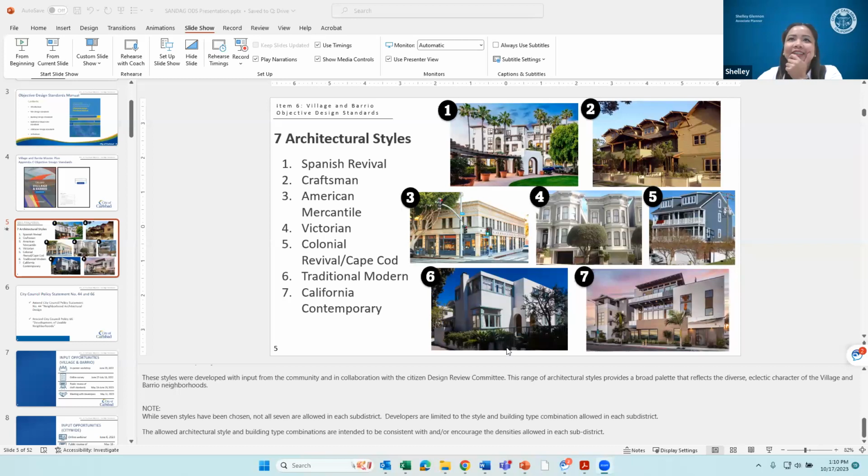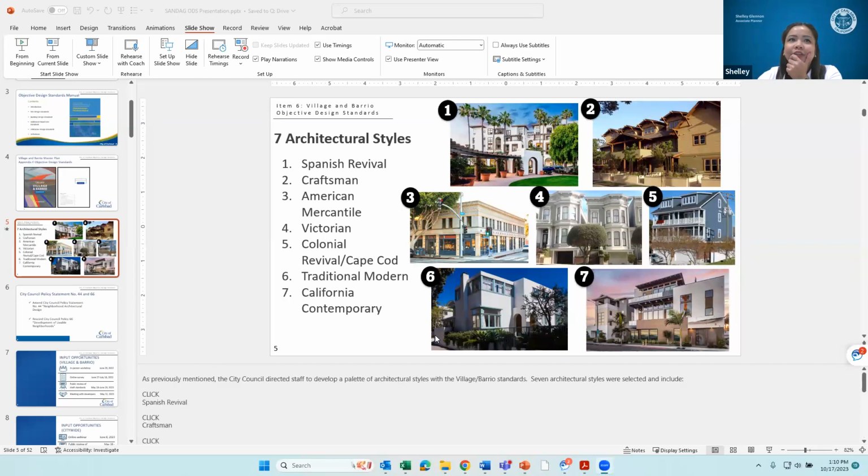There were 2 styles, I'll share my screen again, sorry. There were 2 styles that some committee members did not want in the village center. It was the contemporary California, and then the traditional modern. They thought that those 2 styles were very common in the village center, so they didn't want that in this center anymore. They wanted the other styles to be more prominent. So I think that was one of the discussions, a conflict between the design review committee members.